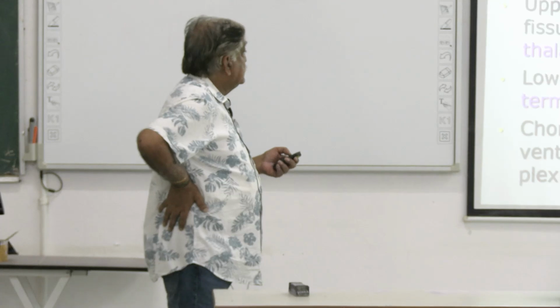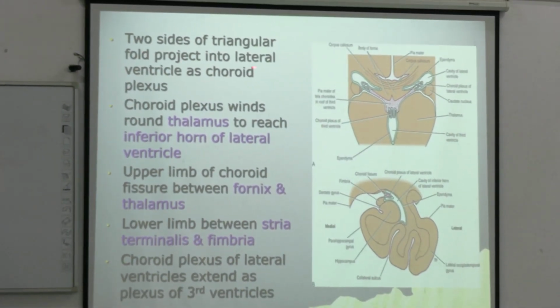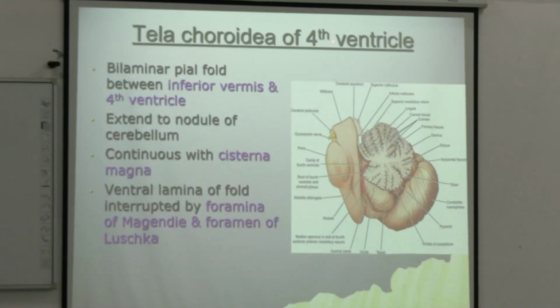And next, the two sides of the triangular fold project into the lateral ventricle as choroid plexus. This is the lateral ventricle. Choroid plexus winds round the thalamus to reach the inferior horn of the lateral ventricle. The upper limb of the choroid fissure is between fornix and thalamus, the lower limb between the stria terminalis and fimbria. Choroid plexus of the lateral ventricles extends as plexus of the third ventricle, and tela choroidea of the fourth ventricle, a bilaminar pial fold between inferior vermis and fourth ventricle.